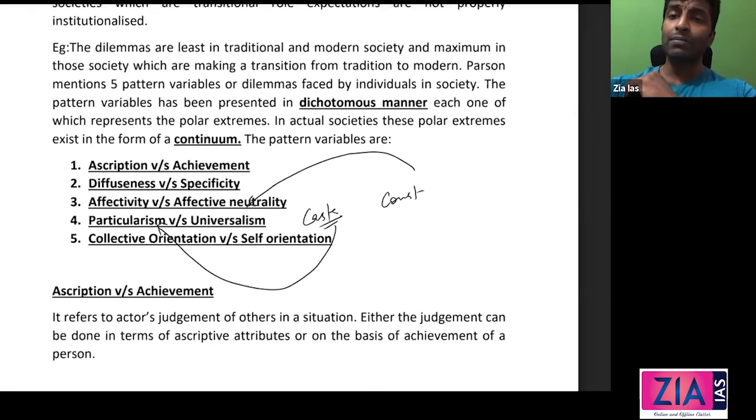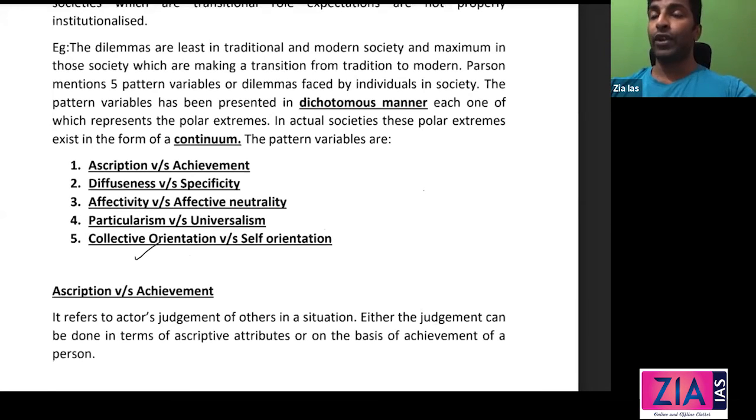Traditional society is based on particularistic values, based on collective conscience, norms and values of society. Universalism is more objective, as in modern society, rule of law, right? All those things. Collective orientation, self-orientation. This is with respect to your action, whether it is oriented towards the society or the collectivity, or is it oriented towards you, right? Is it your own motivation? So let's see the description of this.